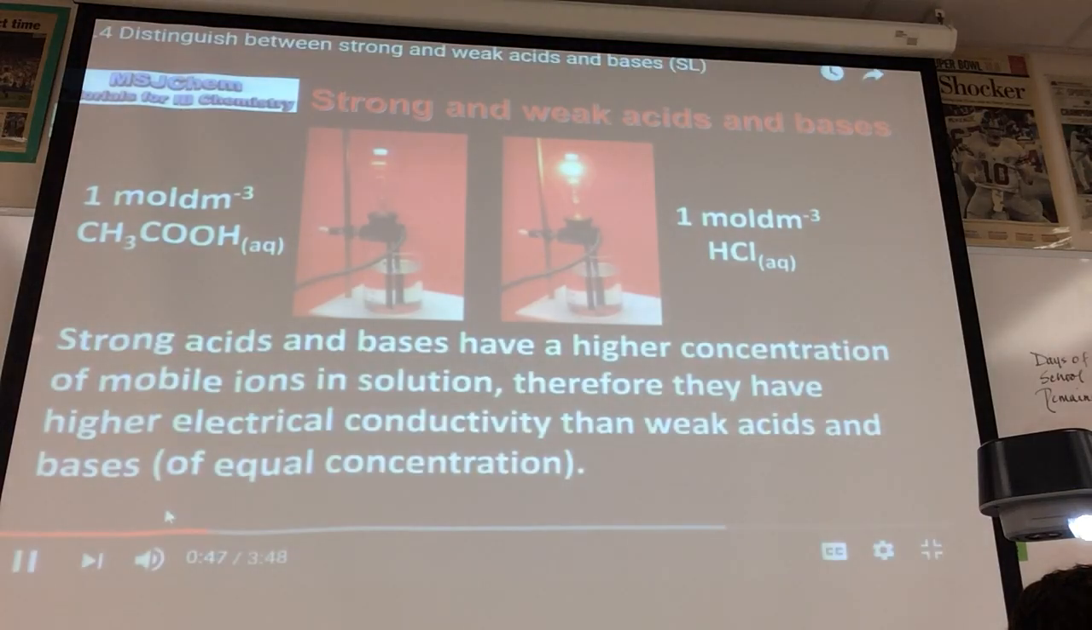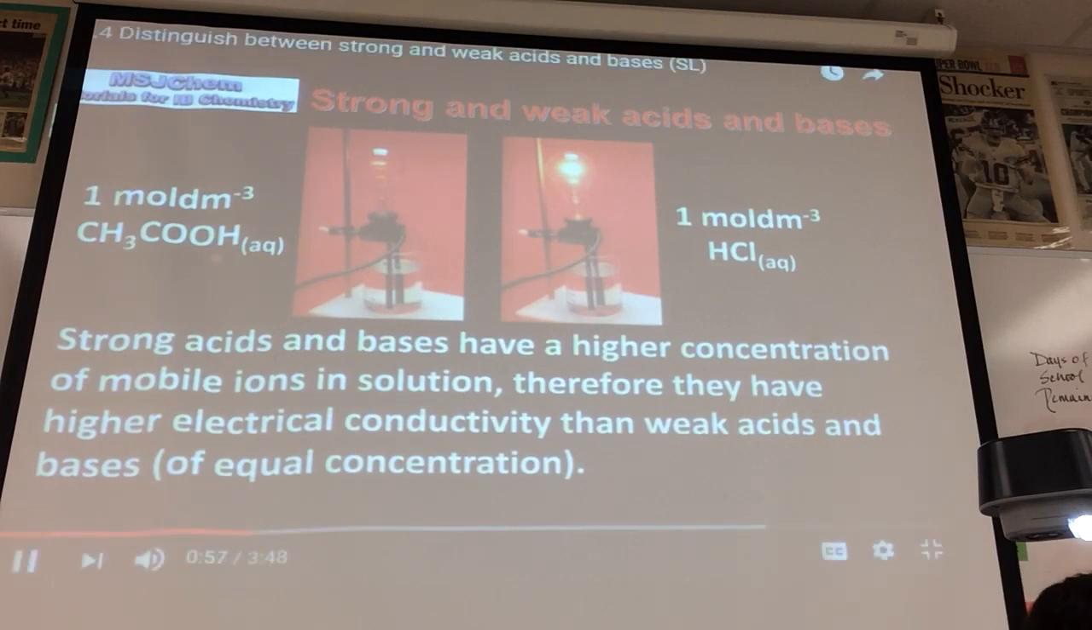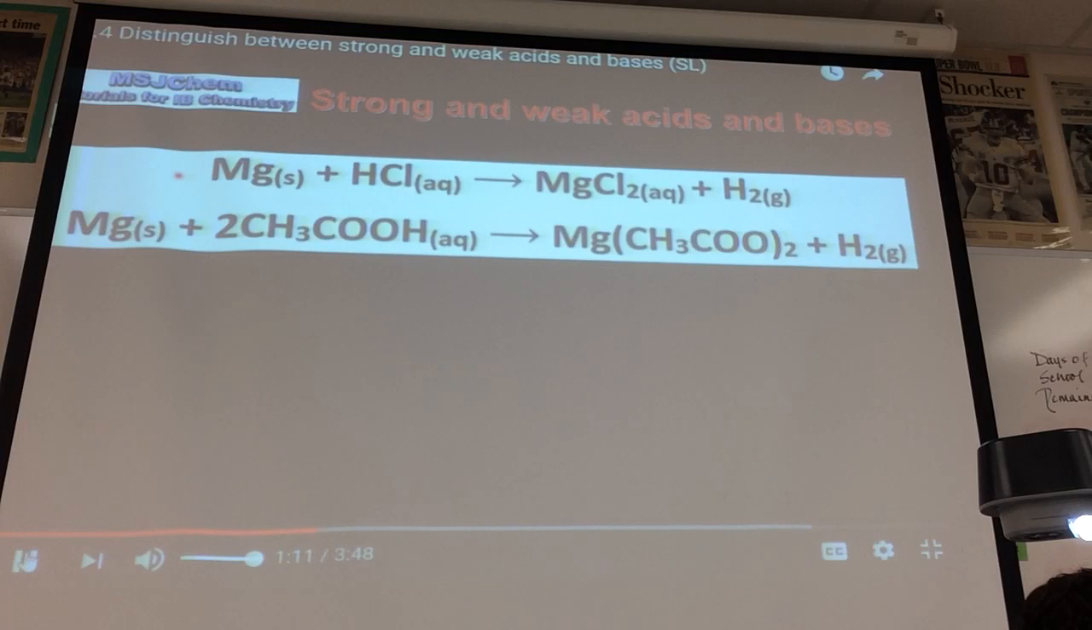So let's look at the reason for this. Strong acids and bases have a higher concentration of mobile ions in solution. Strong acids completely ionize in solution, whereas weak acids only partially ionize in solution. Therefore, they have higher electrical conductivity than weak acids and bases of equal concentration. Next, we look at rate of reaction.